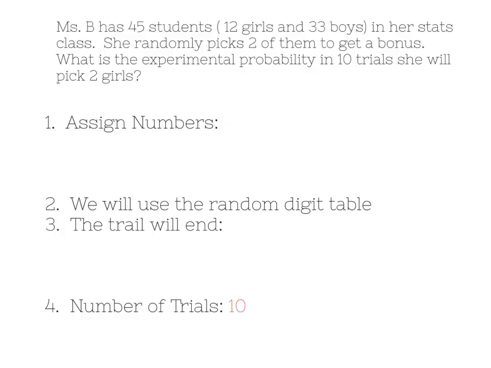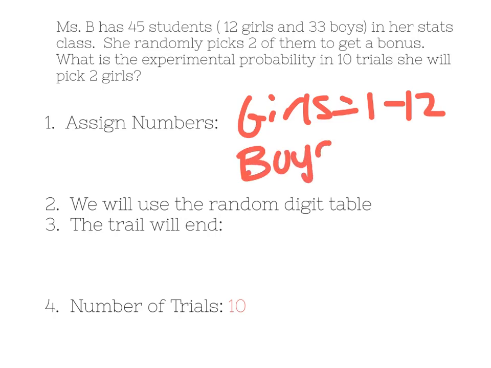Okay, so Miss B has 45 students, 12 girls and 33 boys in her stats class. She randomly picks 2 of them to get a bonus. What is the experimental probability in 10 trials that she will pick 2 girls? So we're going to assign, say, girls the numbers 1 to 12. Since we don't have 100 students, we don't have to start with 0, 0. You only have to start with 0, 0 if you have 100 students. So for boys, we need 33 of them. So we're going to start with 13, and we can go to 45. It doesn't go to 46, it goes to 45.